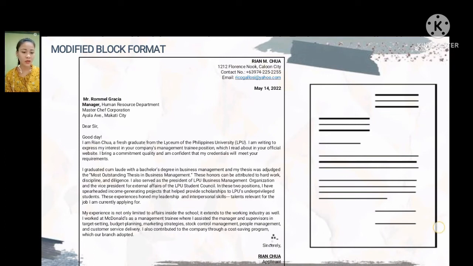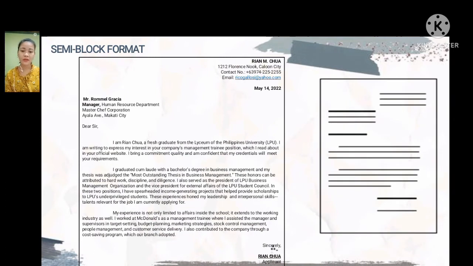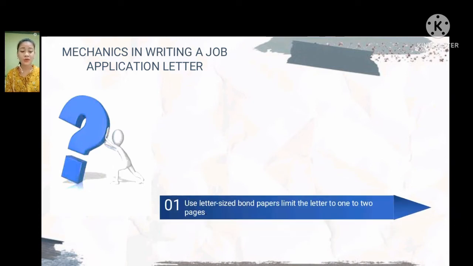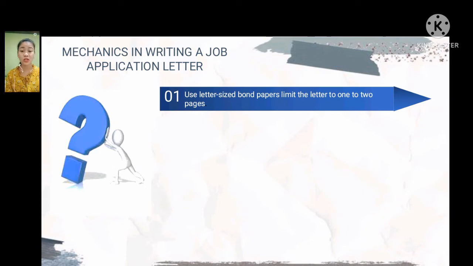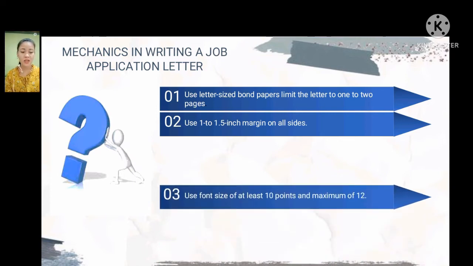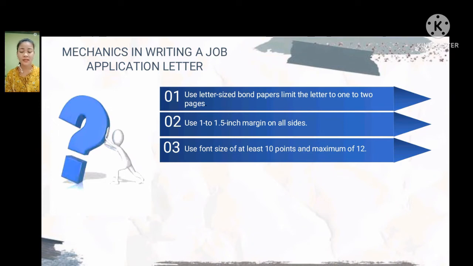So when writing your cover letter, we have here the mechanics or the guidelines in writing a job application letter. For the first one, take note that you should always use letter-sized bond paper, which is short bond paper, and then limit the letter to 1 or 2 pages. Next one is use 1 to 1.5 inch margins on all sides. For the font size, use at least 10 points and a maximum of 12 points.